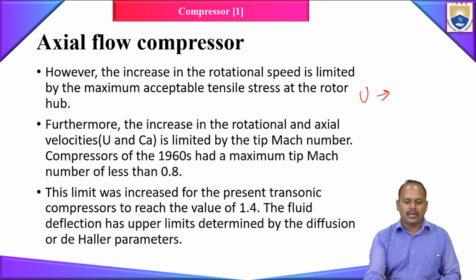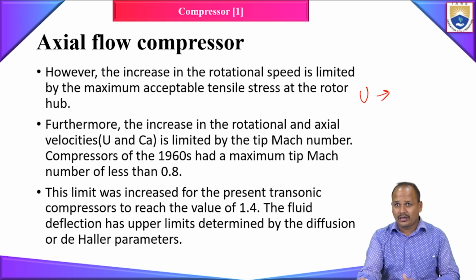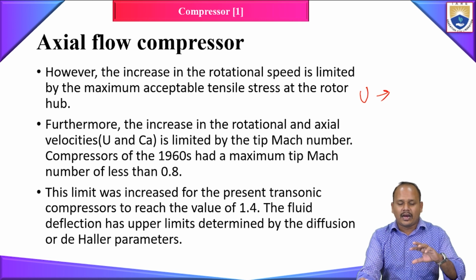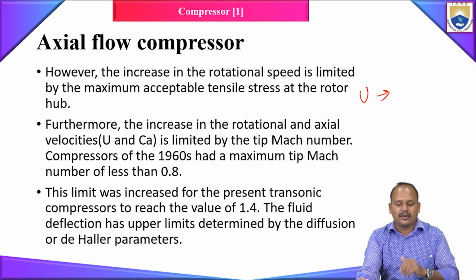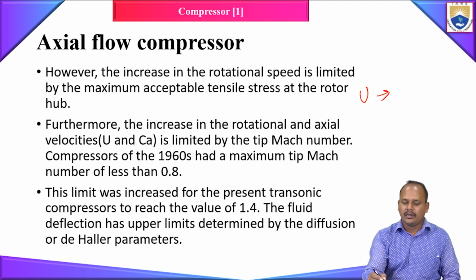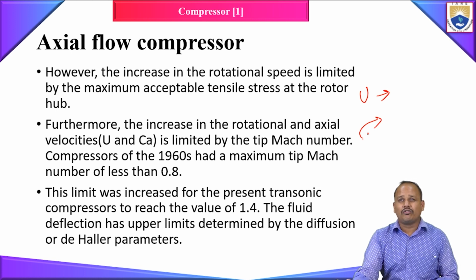Now, let's say I'm going to increase the U and CA. When the flow is passing over your rotor blade, we already told you your velocity is being increased. The higher the speed it is rotating, the higher velocity increase you will get. But if the CA is also very high when it enters, and its Mach number exceeds 1, what is going to happen? There is going to be a formation of shock wave. Once your flow becomes supersonic or sonic, you will have the formation of the shock wave.